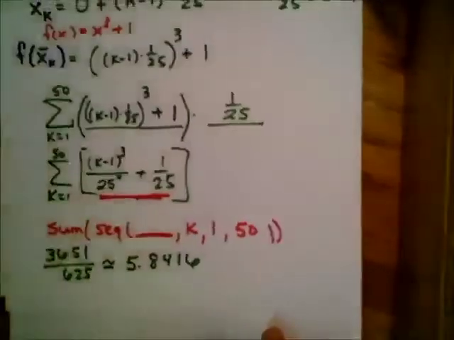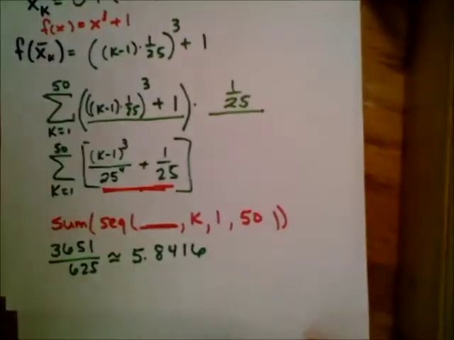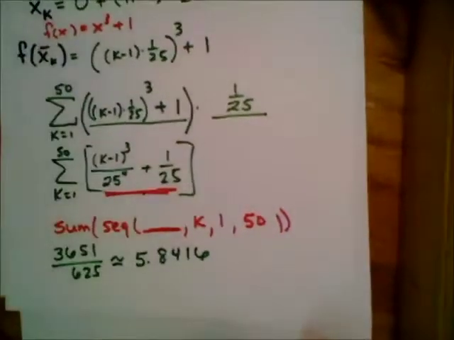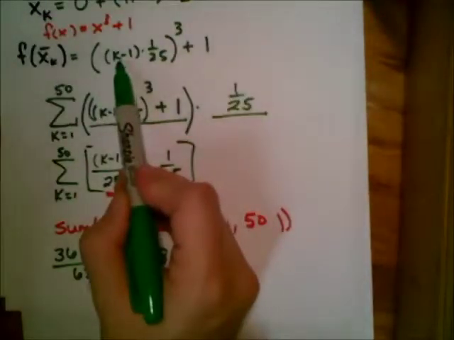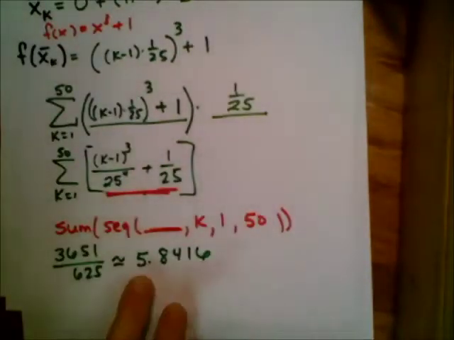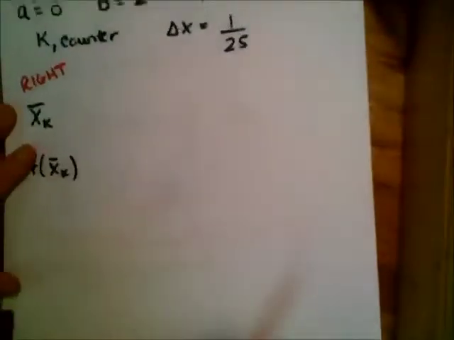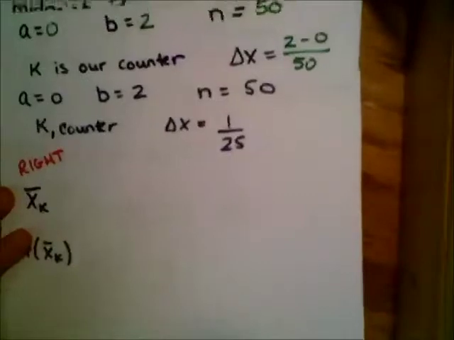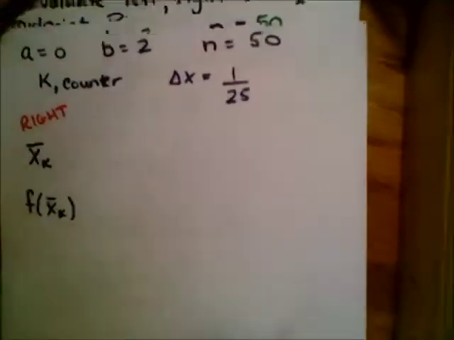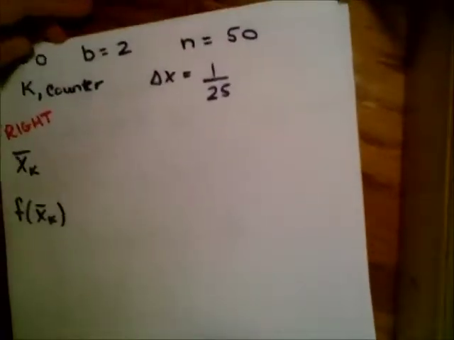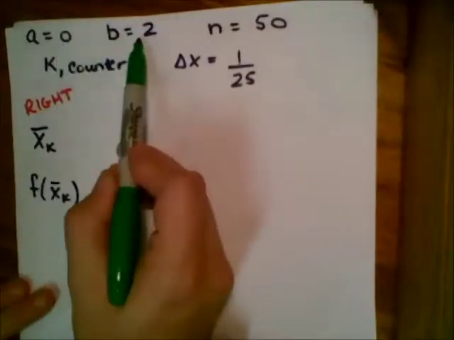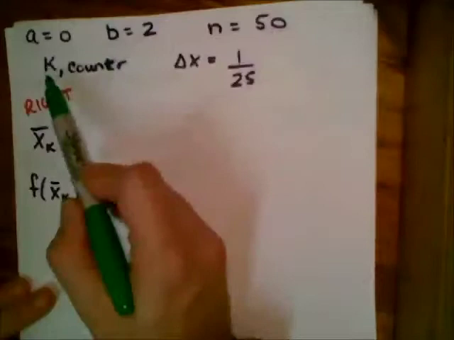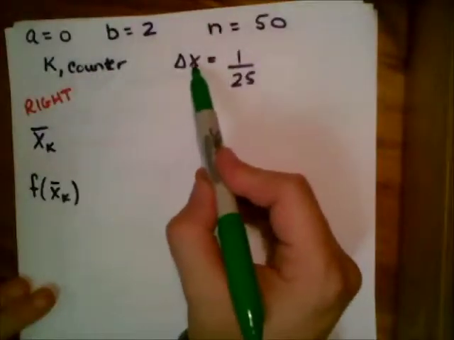Now let's switch over to the right. This was the left Riemann sum, because of the k minus 1. Let's take that same function. Excuse me, I've got too many pieces of paper going on here. Same function on the same interval, 0 to 2, 50 subintervals, k is our counter, delta x is still 2 minus 0 over 50, or 1/25.